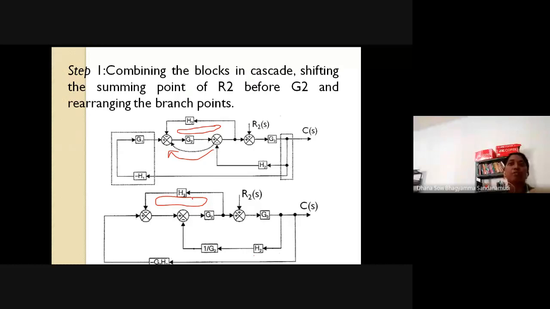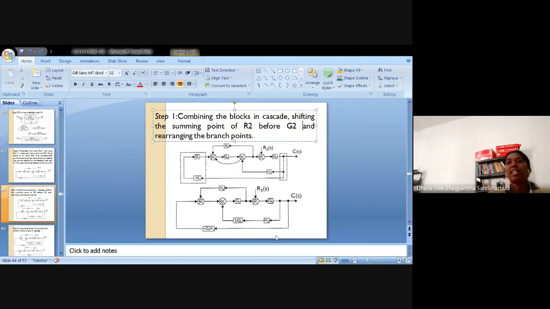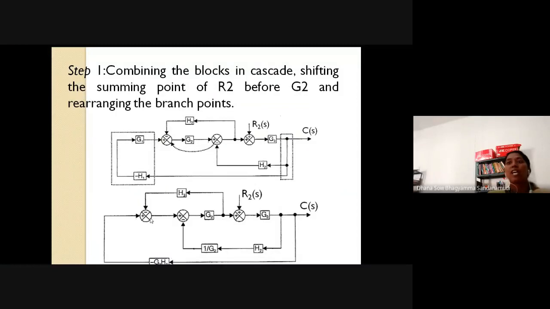What is the use? What I can do is interchange the summing points. You can do it, and while interchanging the summing points, nothing will change. Next, step number 2, I can interchange the summing points. So when I interchange them, this summing point will be here and this summing point will be here, so I will get a smaller loop.